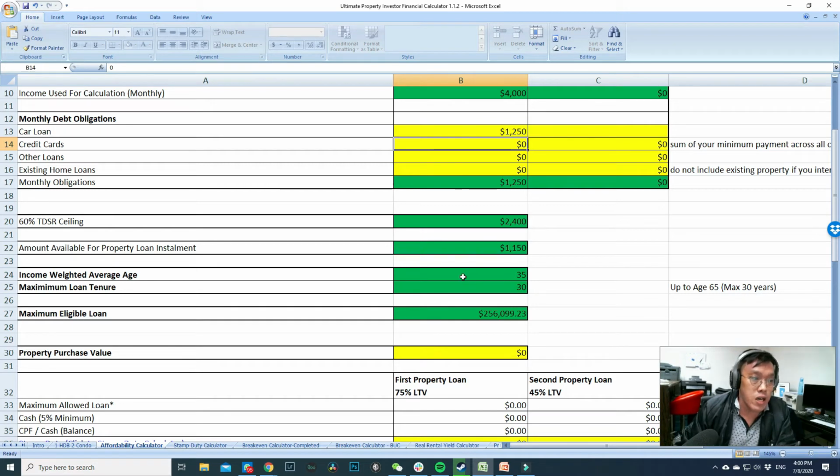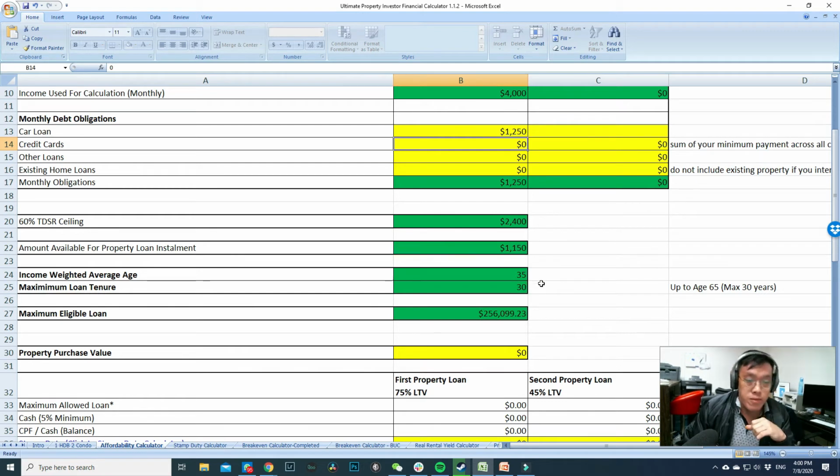For her age of 35, this is probably the last best age to get a maximum loan tenure of 30 years, up to age 65. If she decides not to buy and buys maybe 5 years later, her maximum loan tenure will be 25 years, unless the government changes the policy once again. So this is probably one of the best ages to consider buying a property, to maximize the tenure of the loan that you can stretch.